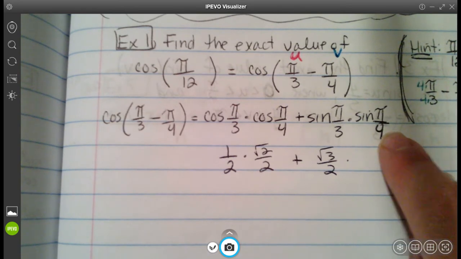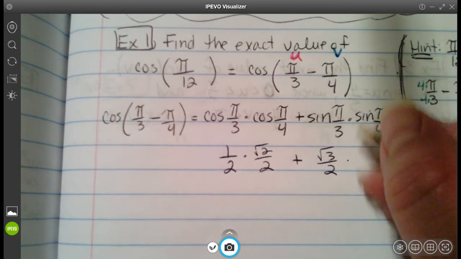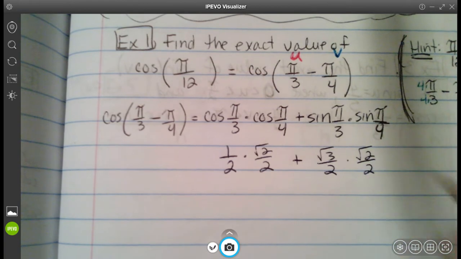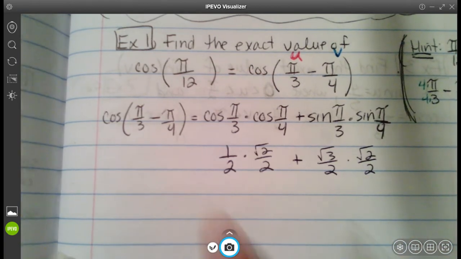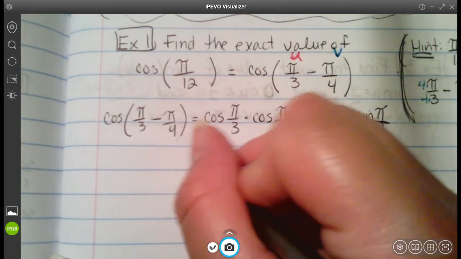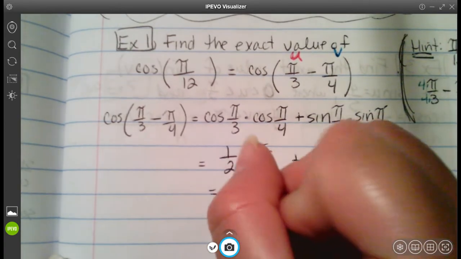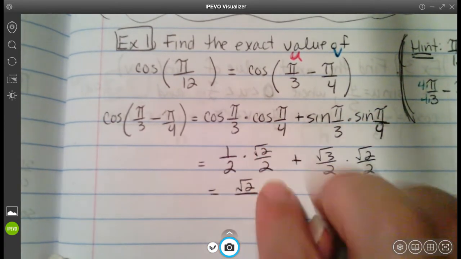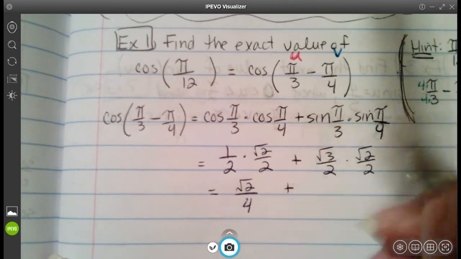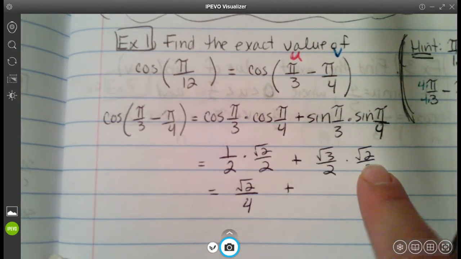Sine of pi fourths, remember pi fourths is the one kind of in the middle, so that one is the same for both x and y. Okay, so we have something like this. I'm going to multiply what I can. So I have 1 times square root of 2 is square root of 2 over 2 times 2 is 4, plus square root of 3 times square root of 2.